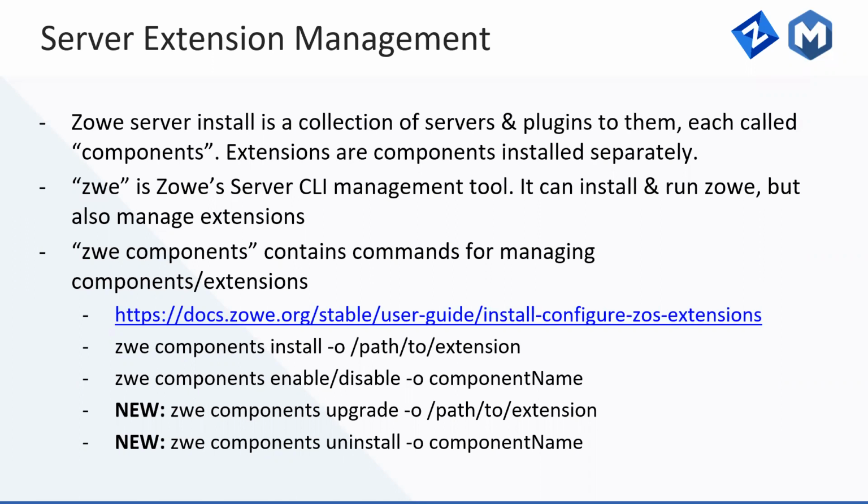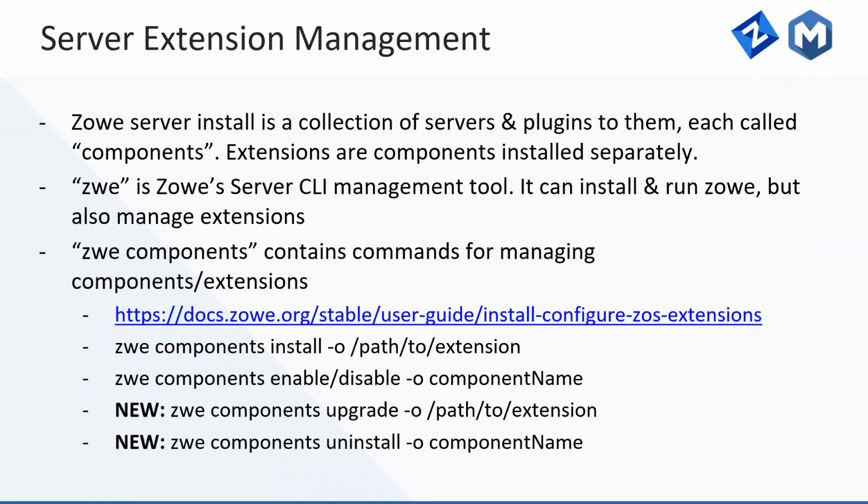Basically, there's 2 sides to Zowe, you could say. Zowe servers and Zowe clients. Servers being things that you put on z/OS, or basically things that you don't put on your PC. And with regards to the Zowe server install, for lack of a better name for it, it's a collection of different servers and their extensions. Each part of the Zowe server install is called a component, and extensions are components too. They follow the same standard manifest and API declaration, but they're just installed on top of Zowe.